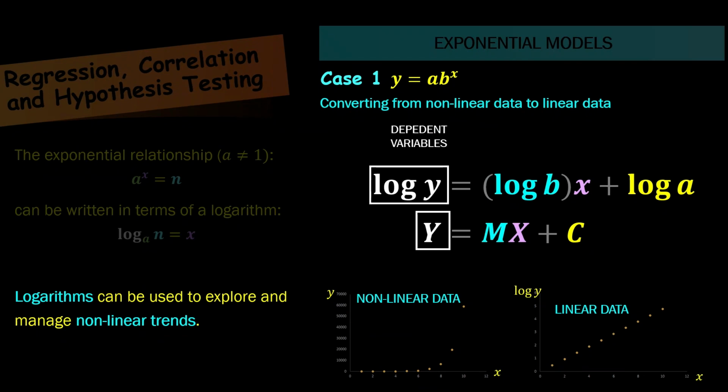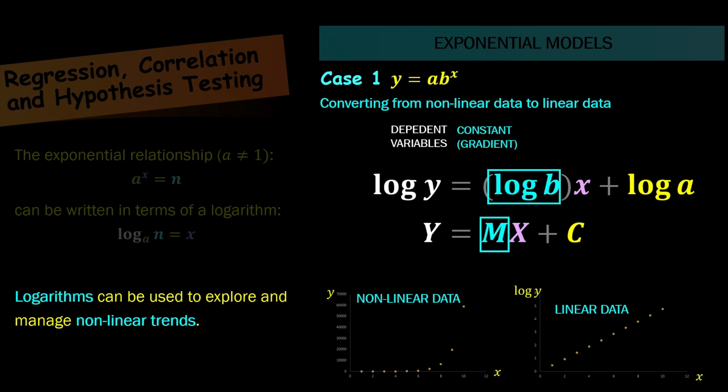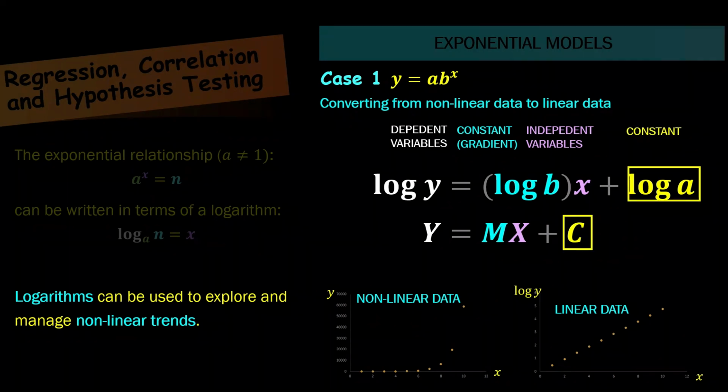So here are the dependent variables, log y, or capital Y. Here's the constant, or gradient, log b, or capital M. Here are the independent variables, x or capital X. And here's the constant term, log A or capital C.